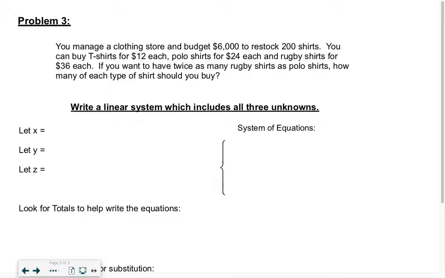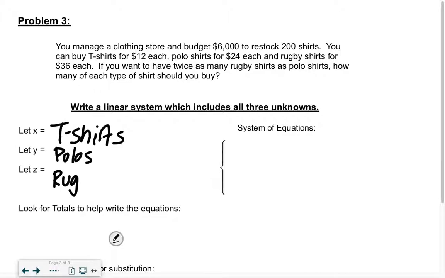So, question. What are my variables? X, Y, Z. X is t-shirt, Y is polo, Z is rugby. We got X t-shirts, Y is polos, and Z is rugby shirts.